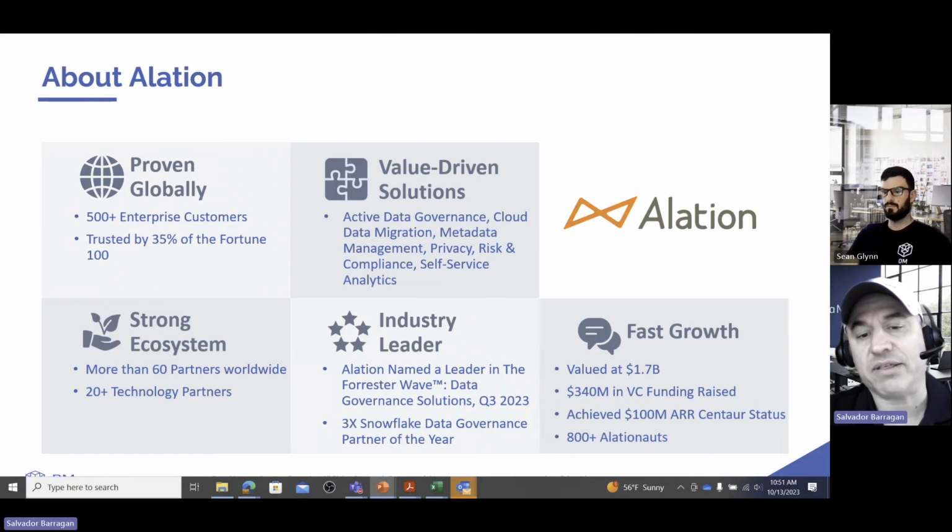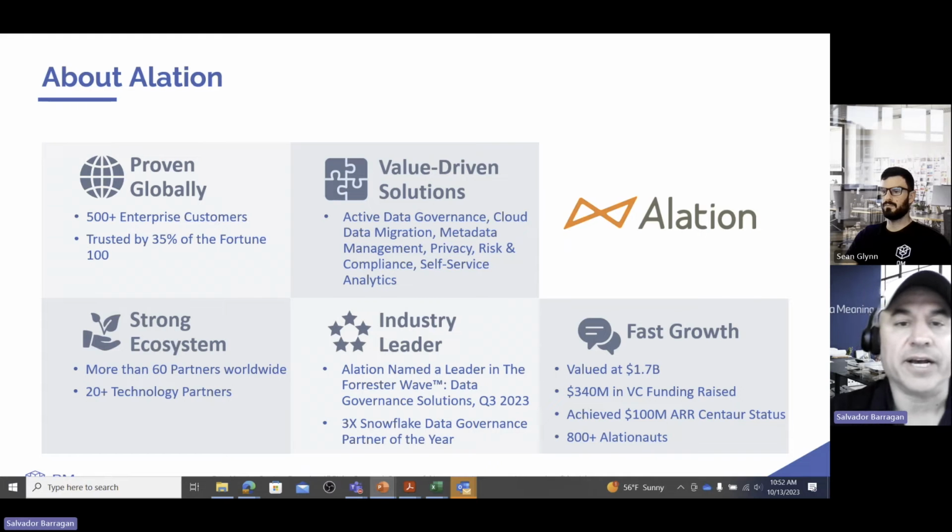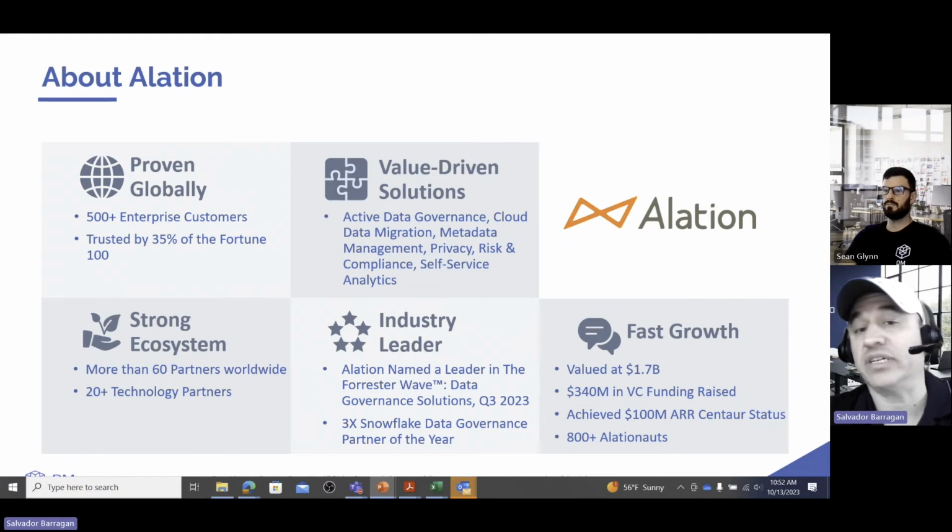They're also the 3-time Snowflake Data Governance Partner of the Year. So they're very, very closely integrated with Snowflake as a data warehouse. The value-driven solutions that they bring to the table really revolve around everything we're going to discuss today: active data governance, metadata management, compliance, self-service analytics, privacy, etc. So all these are key areas that drive the Alation value solution.